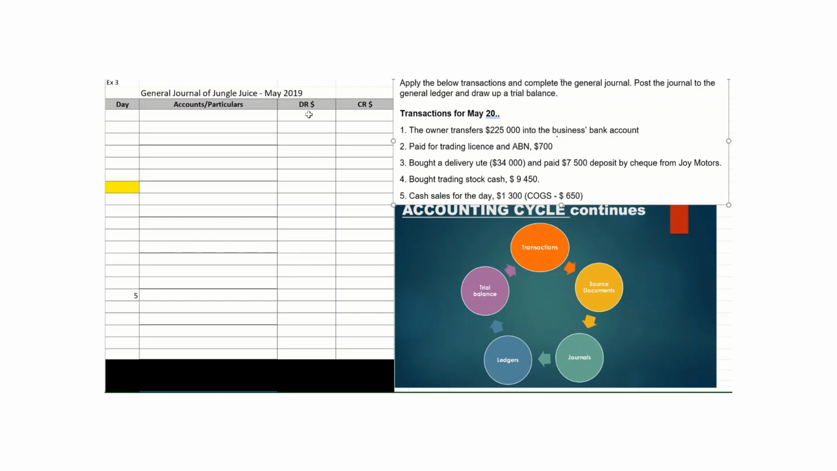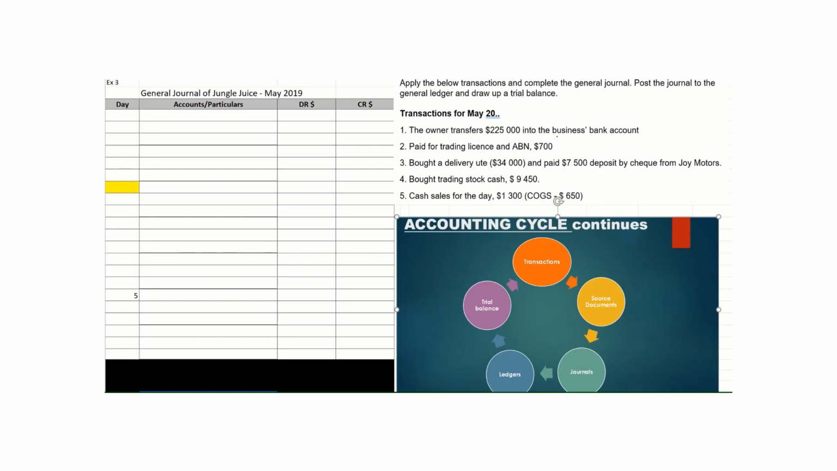Now, general journal is also known as your book of first entry. What we decide and determine here is which account will be debited and which account will be credited. So if we look at the transaction, the owner transfers $225,000 into the business bank account. You've got to first work out what are the two accounts involved. Now, those of you who've started accounting already would know that cash at bank increases and capital is involved.